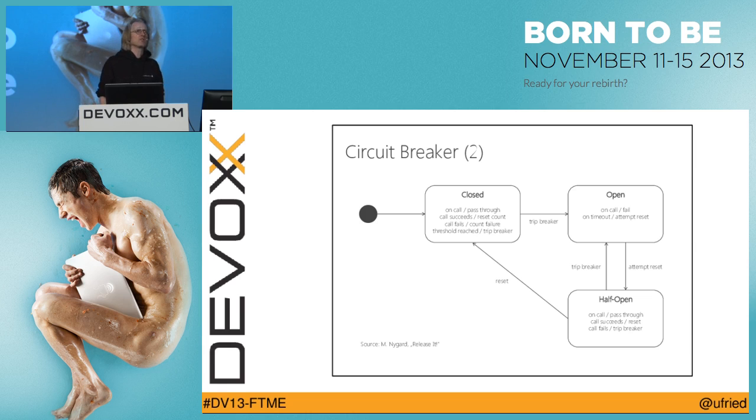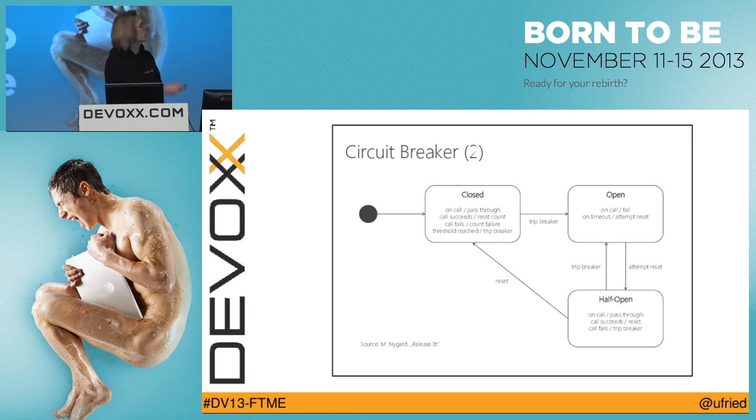Whenever you start a circuit breaker, it starts in the status closed. So the breaker is closed, and if a call comes through, it says pass it through, it's fine. If the call succeeds, I reset my failure counter. On the other hand, if the call fails, I increase my failure counter. And if my failure counter reaches a certain threshold I have to configure, it trips the breaker. Tripping the breaker means it switches the status to open.